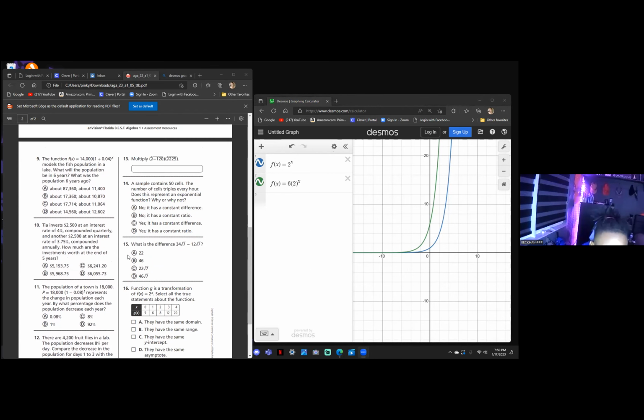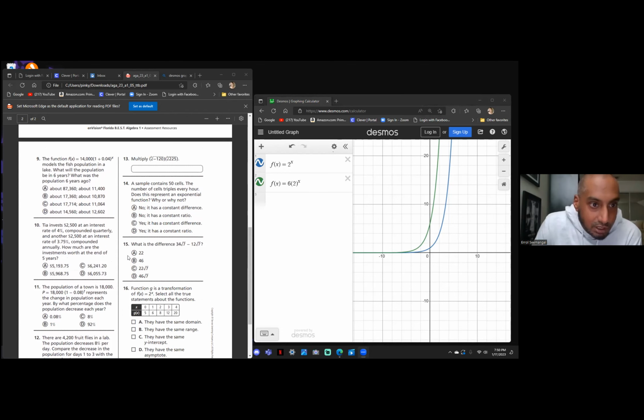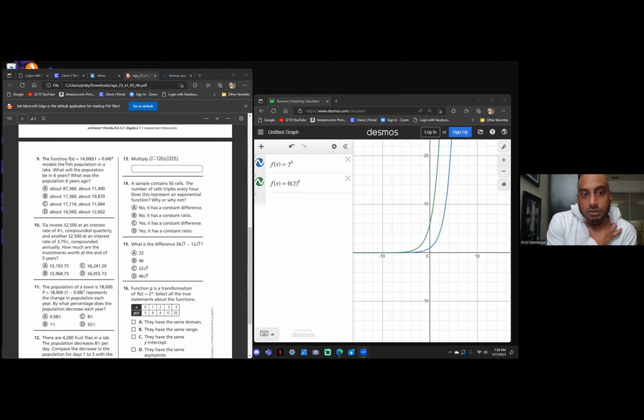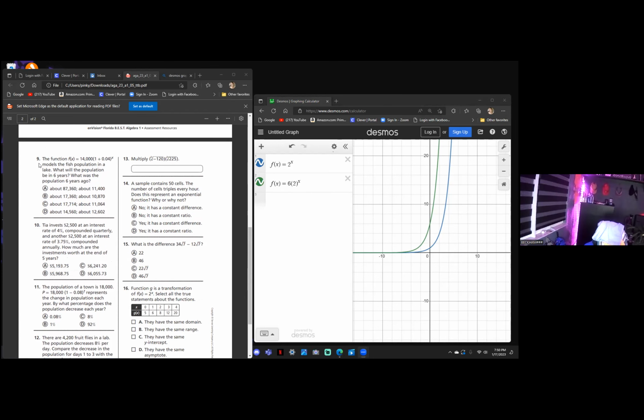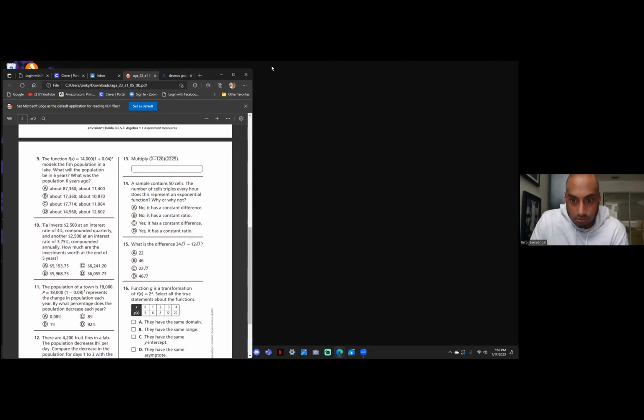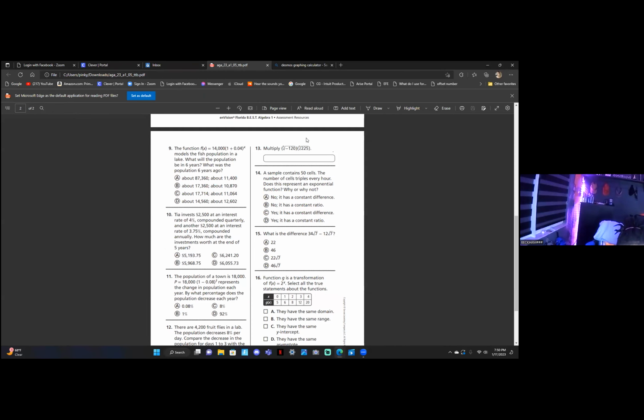All right, number 9, the function that models the fish population in a lake. What will the population be in 6 years? What was the population 6 years ago? We don't need Desmos for this one, but we do need the whiteboard. I'll write it on the whiteboard and you tell me what the function is.